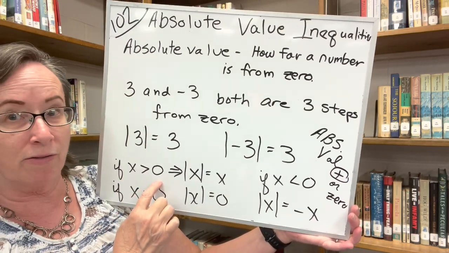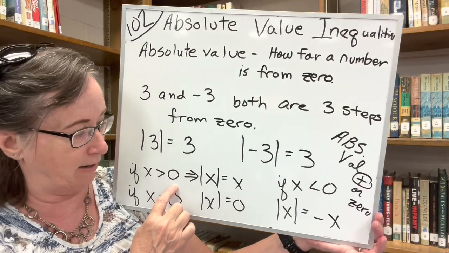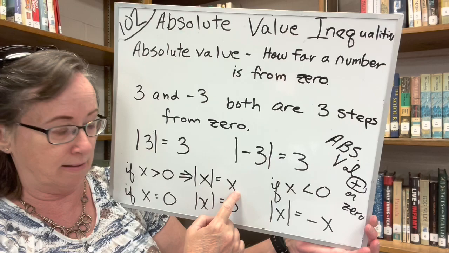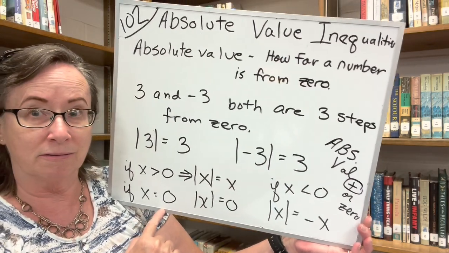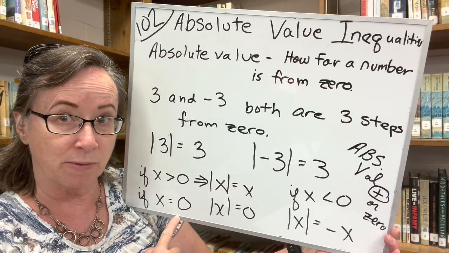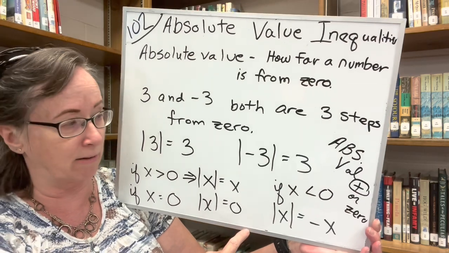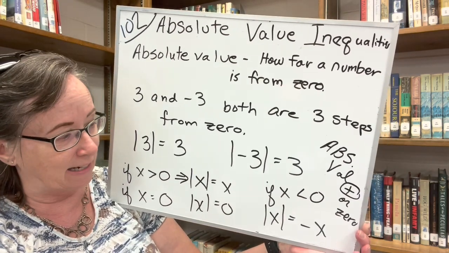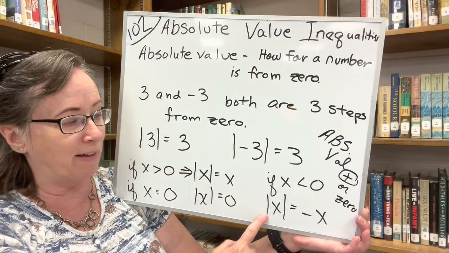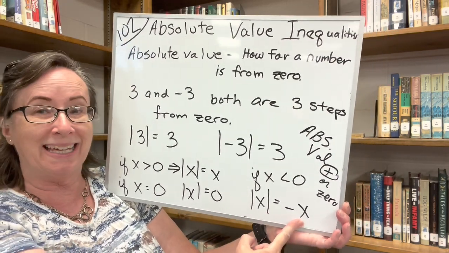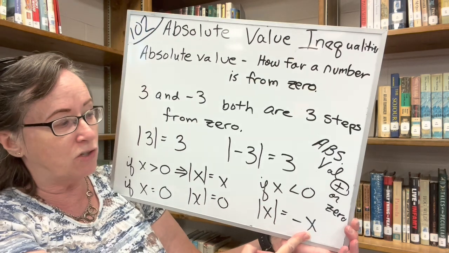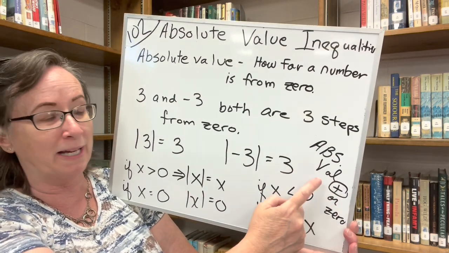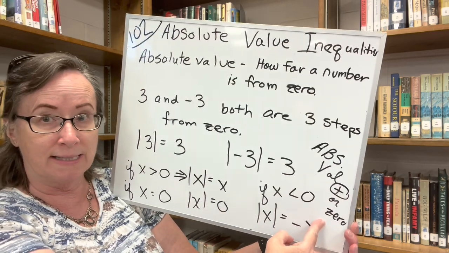If x is greater than 0, which means x is positive, then the absolute value of that x is going to be x. If x is 0, 0 is 0 steps from 0, so the absolute value of x is 0. And if x is less than 0, it means that x is negative, and the absolute value of a negative number will be its opposite. So it boils down to absolute values are always positive or 0.